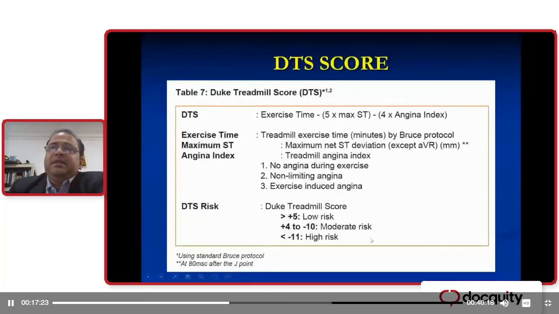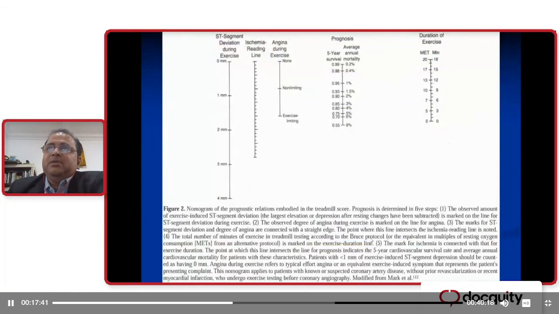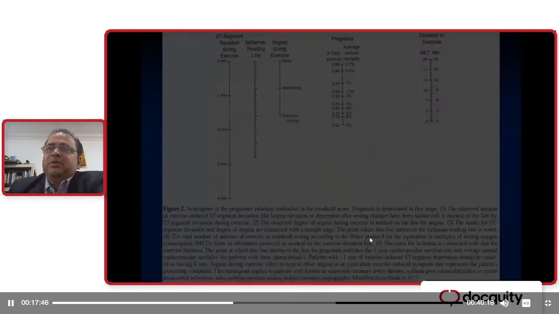And this is the DTS score. You can get it even from your smartphone and things like that. But most of us don't take the trouble to calculate, but this is quite specific in a sense, so Duke Treadmill score, but of course not as high as the stress echoes and MRIs and nuclear perfusion scan. So this is one way of manually calculating this Duke score.